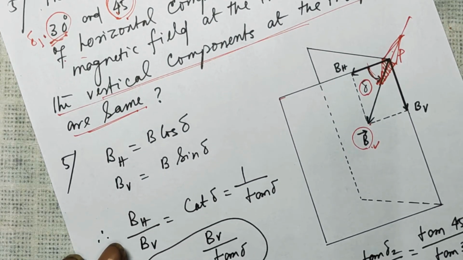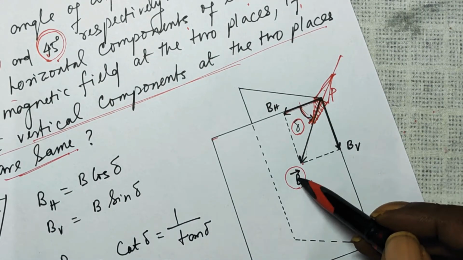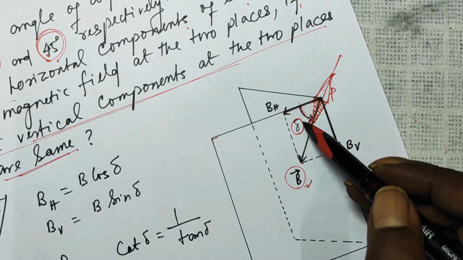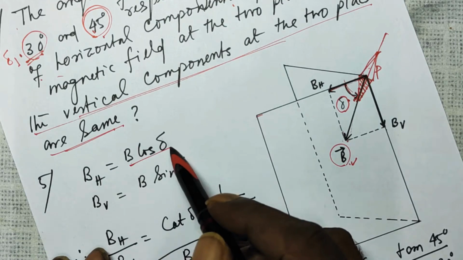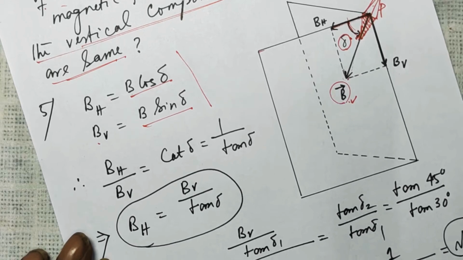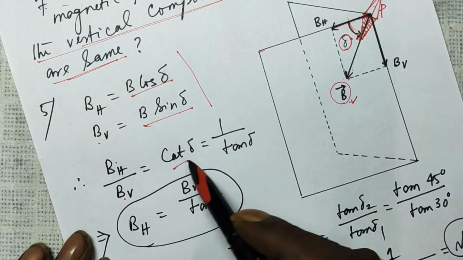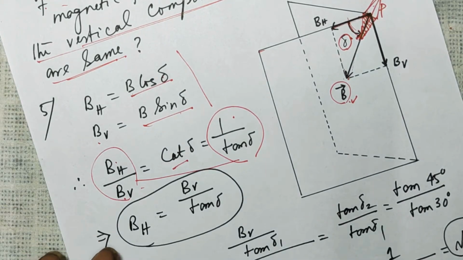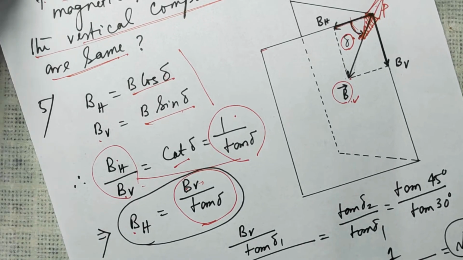So we know, from this triangle, taking cos delta, it is this side over the hypotenuse, and cross multiplying, BH is B cos delta, and BV is equal to B sin delta, right? Now dividing these two, B cancels, cos delta over sin delta, that is cot delta, that is 1 over tan delta. Now let us cross multiply these two. We get BH is equal to the vertical component over tan delta.